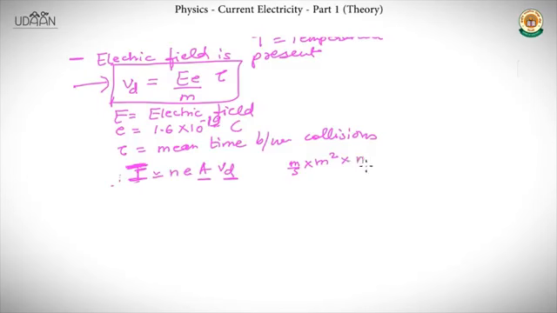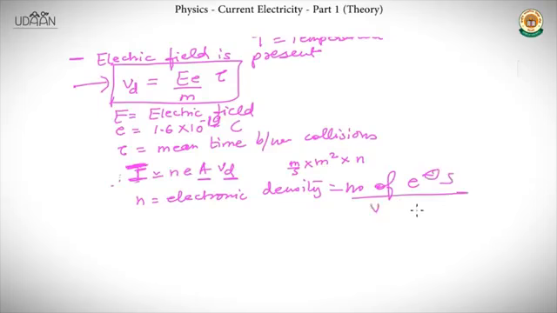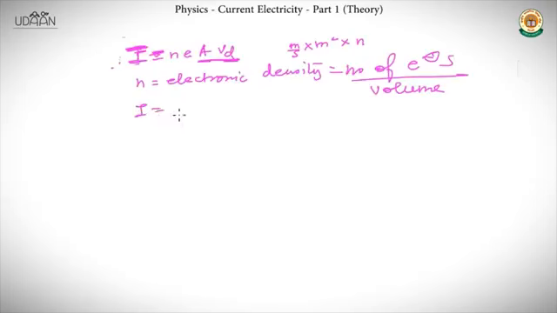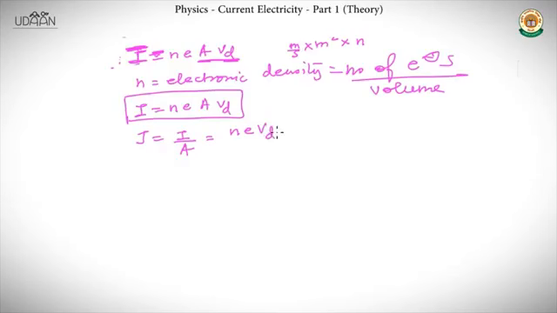So if I multiply this by n, which is nothing but the electron density. Electron density means the number of electrons which are present per unit volume. N is electron density, which is the number of electrons upon the volume. So this equation is important, N e A Vd. This must be remembered. Now, to find the current density, which is current flowing per unit area, I'll divide this equation by A, so I'll get J as N e Vd.